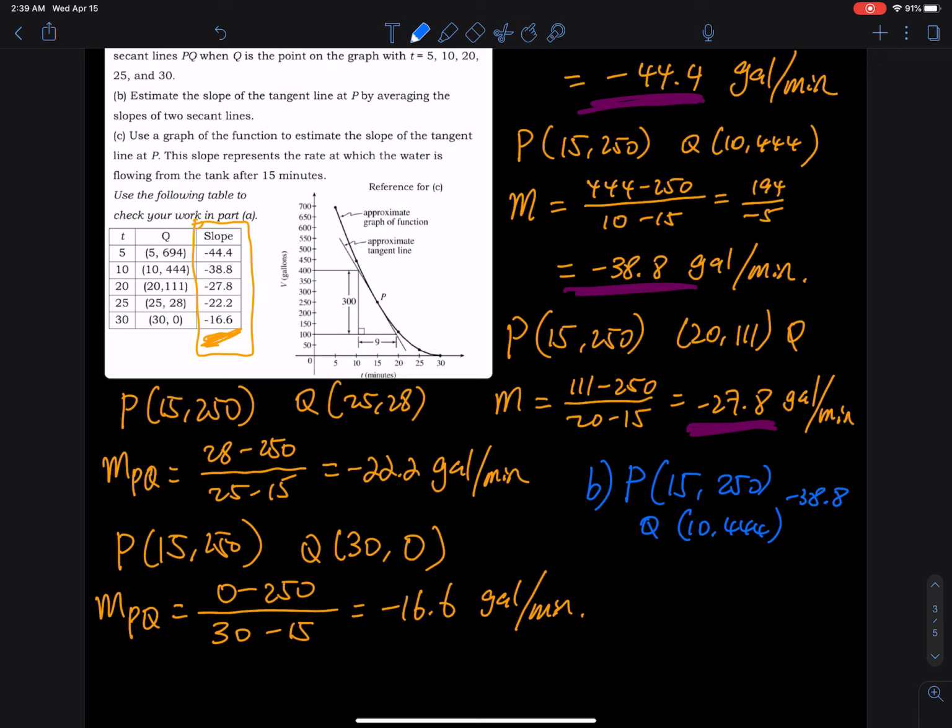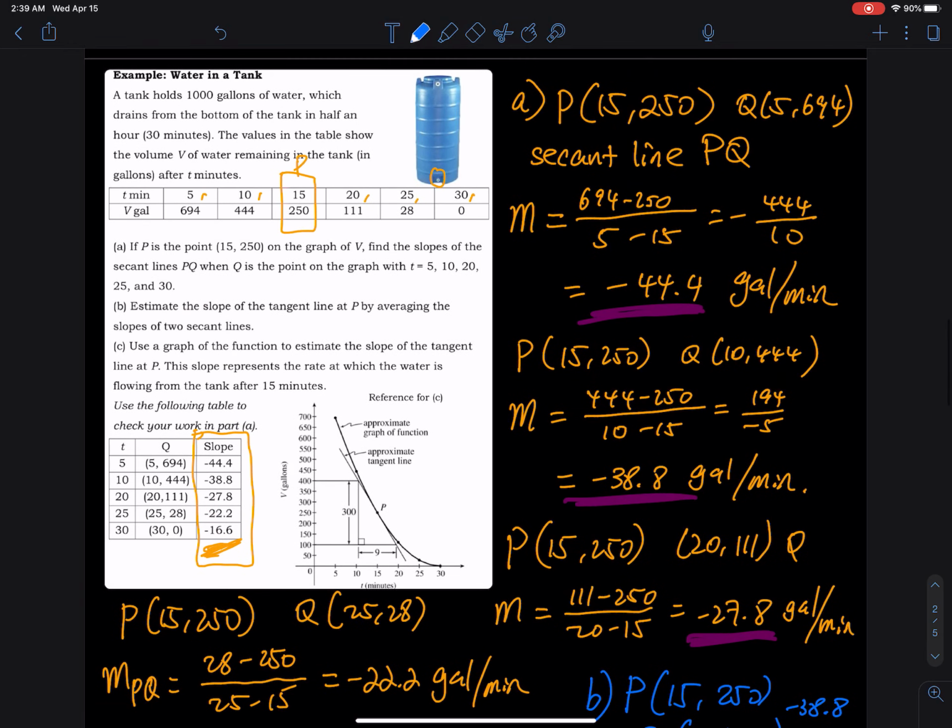And then the other pair, I will pick P at 15 comma 250, and then for Q I will pick 20 comma 111, because that is in the neighborhood, right? So we have 10, 15, 20. I want to pick them, and then I'm going to take the average.